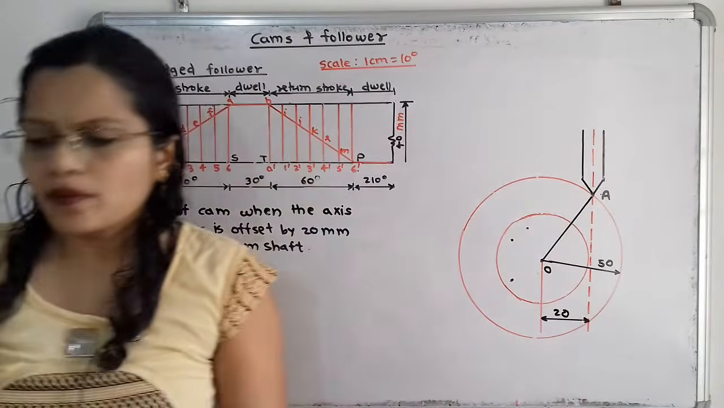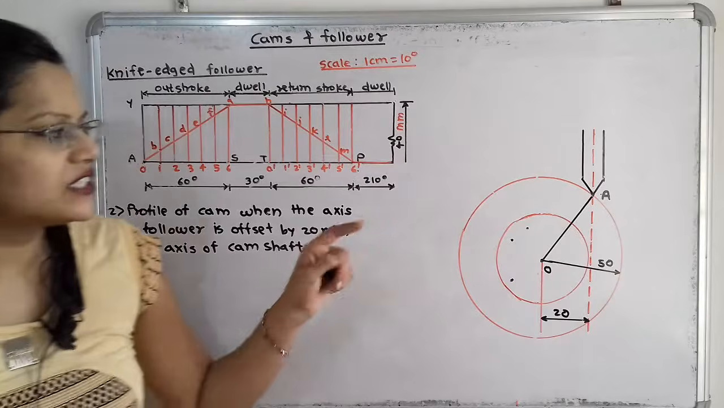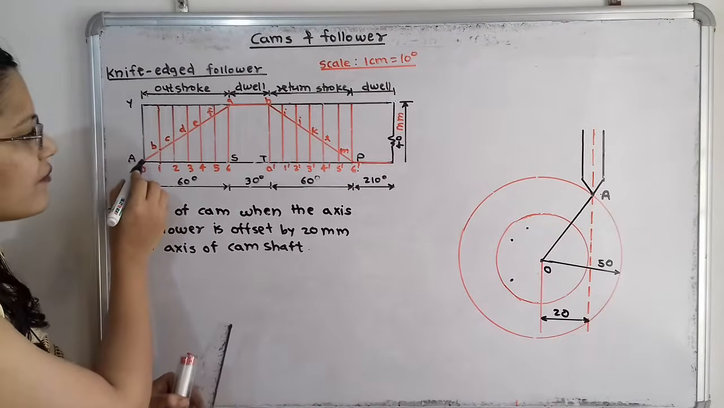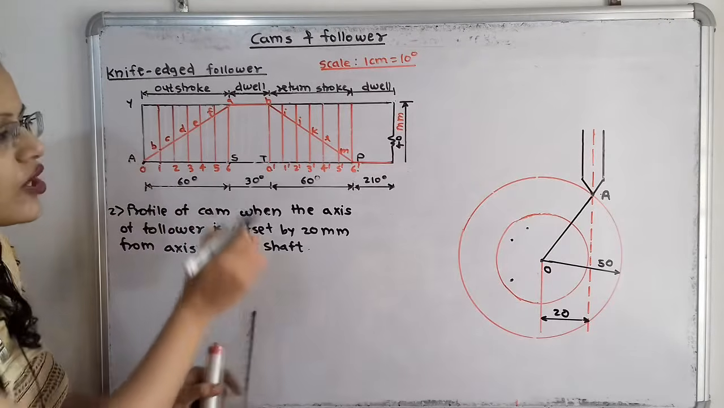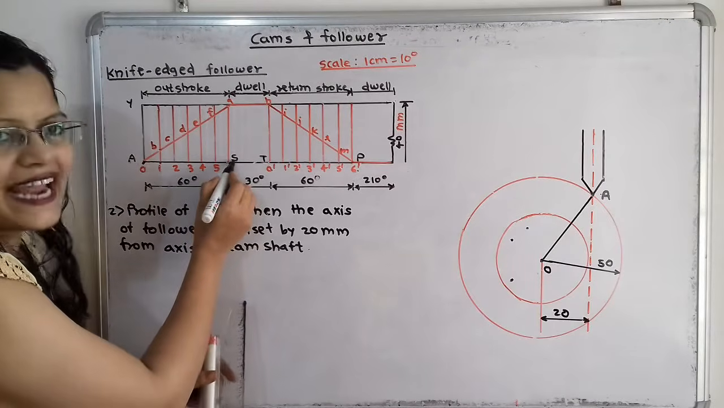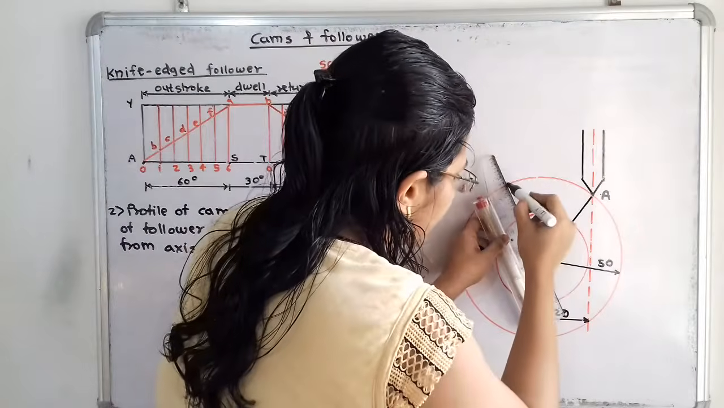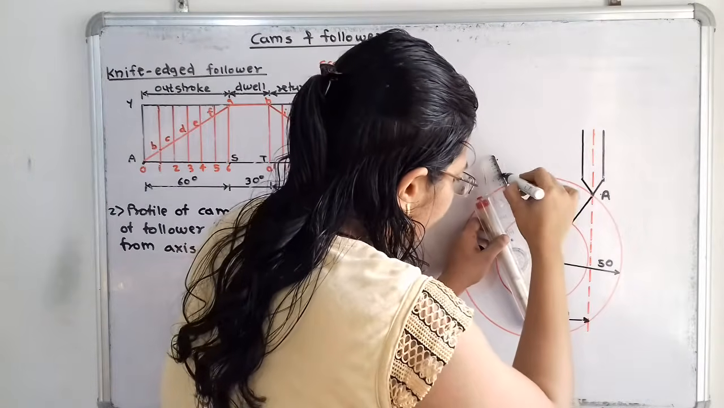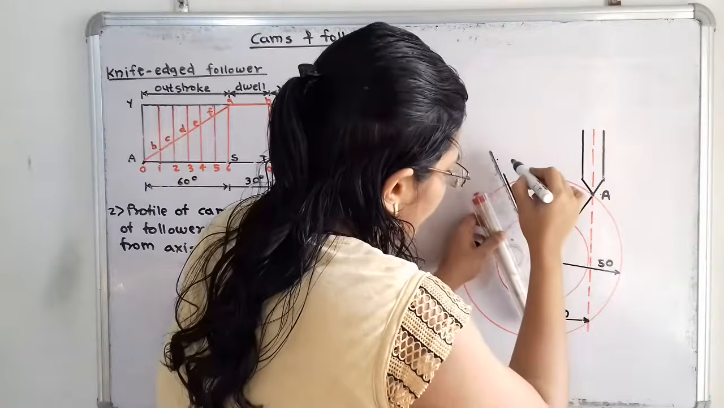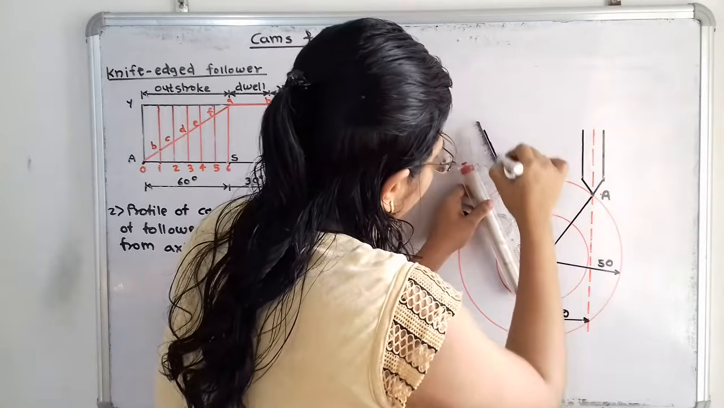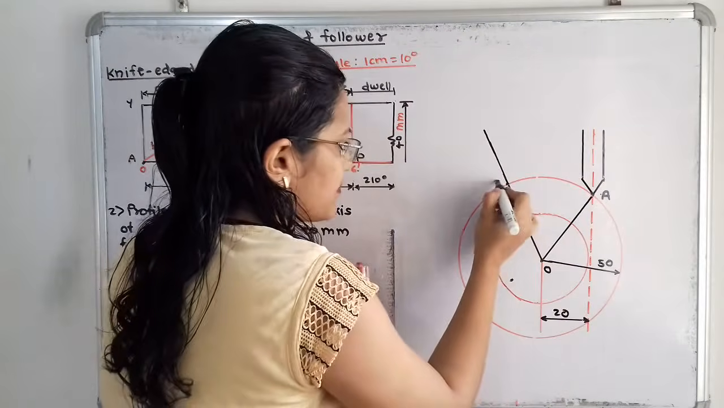Now we have to make the line. The initial position of the knife edge is at point A. Then when it completes the outstroke, what is the position? That is at point A. So if I draw one line passing through the 60 degree line, then here will be point S.